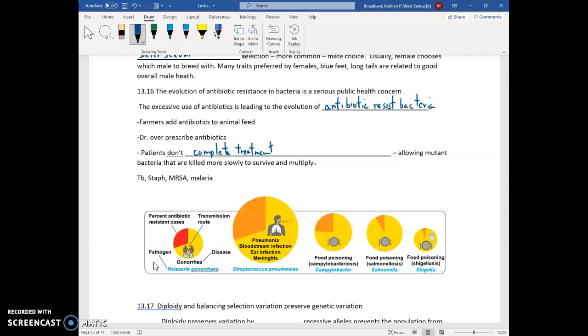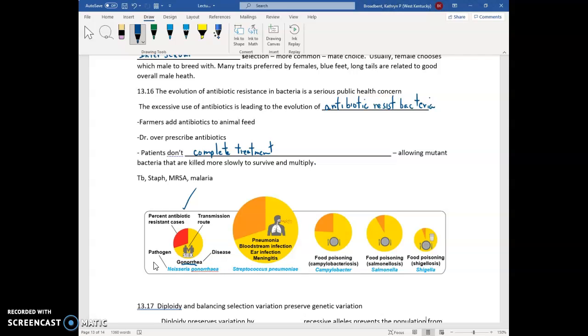Currently, we have problems with antibiotic-resistant TB, staph, MRSA, and malaria. You'll see recently in the news they've been talking about super gonorrhea. There's antibiotic-resistant gonorrhea now, and it makes it very difficult to treat.